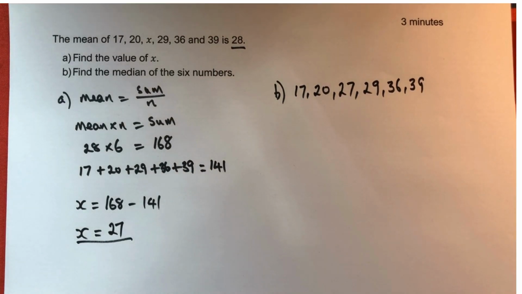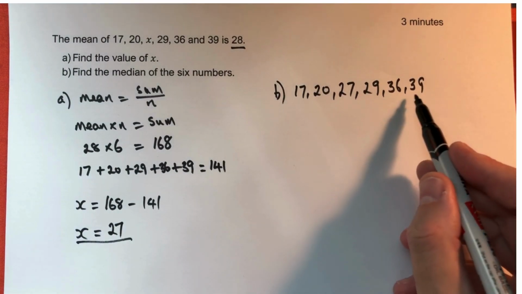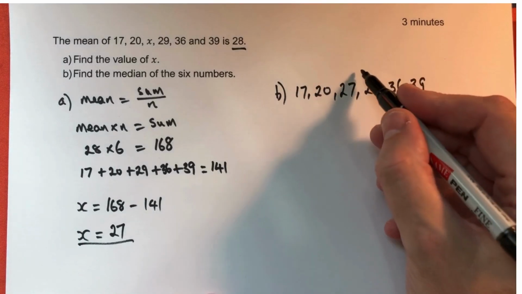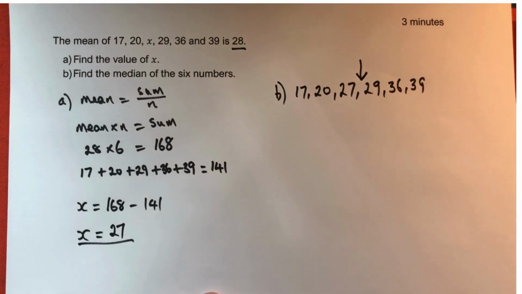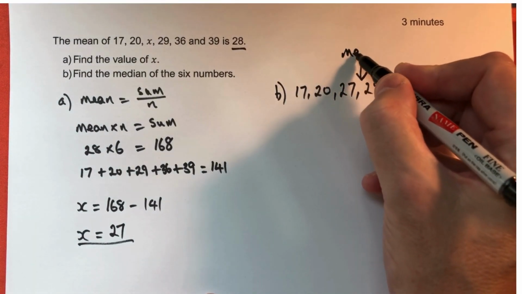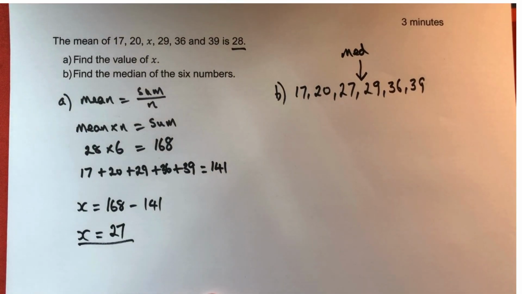With a short set of numbers like this, it's usually fairly easy to see where the middle is. Hopefully you can see there's three numbers here, there's three numbers here. So the median falls right in the middle with exactly three numbers each side. So the median will be in that gap. In other words, the number between 27 and 29.